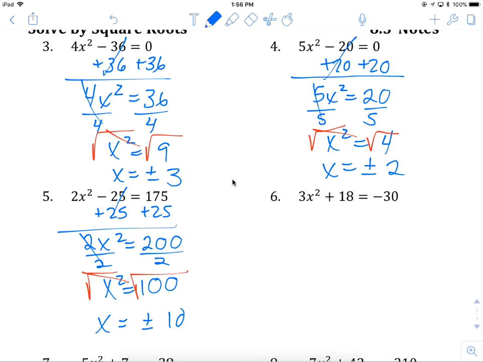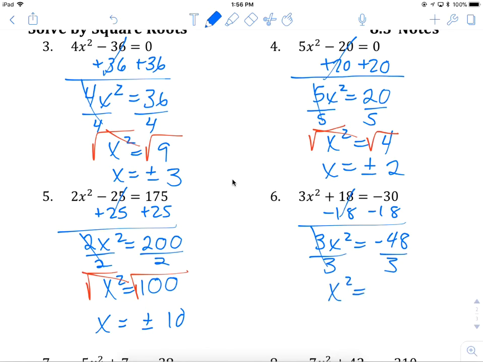Number 6 is going to be a little weird. Let's see what happens. If I subtract 18 from both sides, and I might need to do that in a calculator, I would end up getting a negative 48. Everything looks good so far. I would divide by 3 on both sides, and that would give me a negative 16.